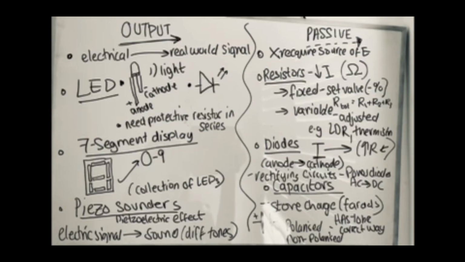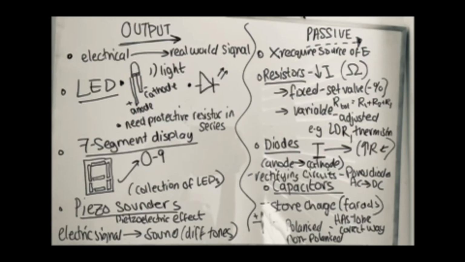Now, the next one is a 7-segment display. This is a collection of LEDs which is used to represent the numbers 0 to 9. You might have a clock which looks like this. And finally, you have the piezo sounders. The piezo sounders work by turning the electric signal into sound with different tones using the piezoelectric effect. And this is actually more effective than using something like a buzzer because it's more accurate to the sound.